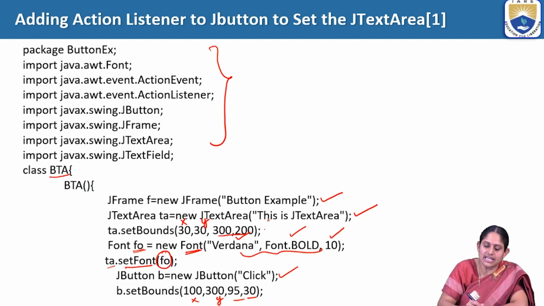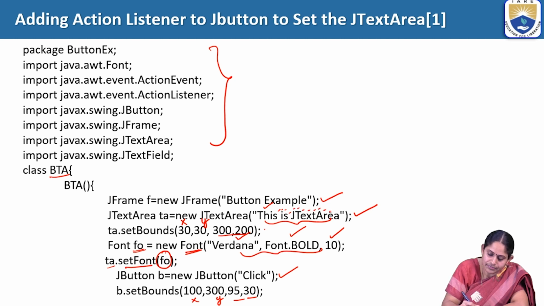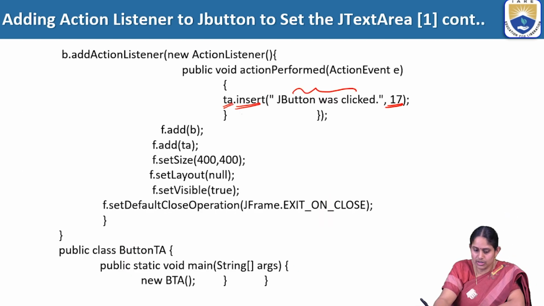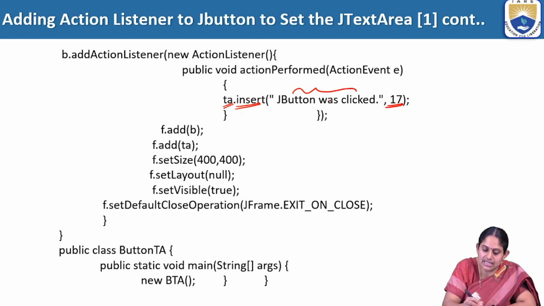So initially our text area contains this string. This string is of 17 characters. Let's count: 4, 5, 6, 7, 8, 9, 10, 11, 12, 13, 14, 15, 16 and 17. So it starts from 0 and it ends at 16. So this string is of 17 characters and its ending location is at 16. Now we are inserting this string, which starts with a space. So this particular string is placed at location 17.